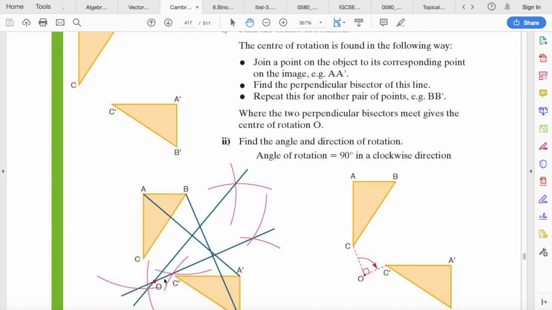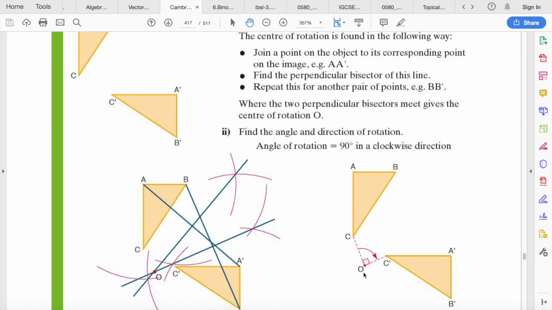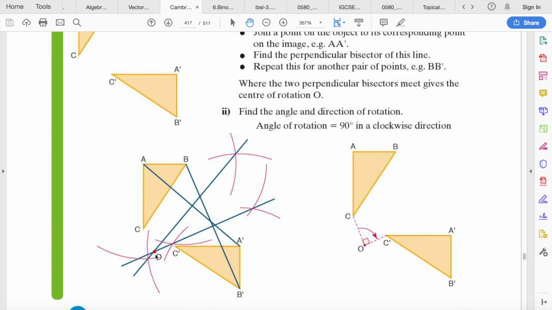Now, in order to find the angle of rotation, first you need to find the center of rotation, then using the center of rotation you can find the angle of rotation. For example, the center of rotation is found, which is marked here. Then choose again one point and its corresponding point in the image. For example, here C and C prime are used. No matter, you can use A and A prime or B and B prime. Then join C to the center of rotation and C prime to the center. Do you see? They are joined.